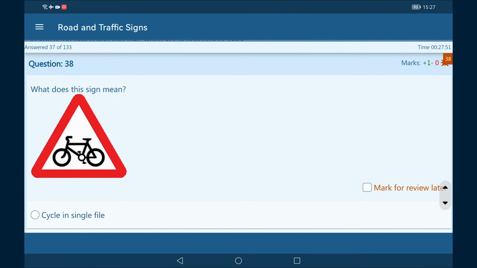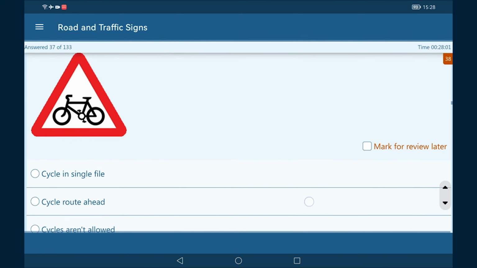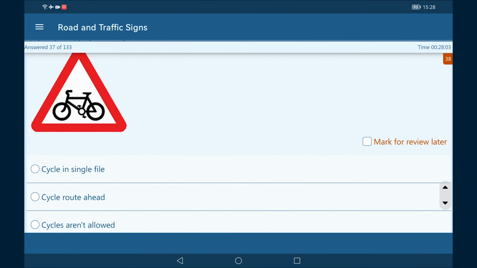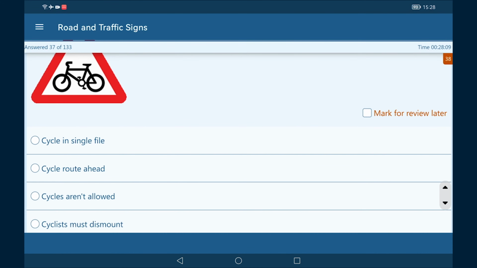Option 1, cycle in single file. Option 2, cycle route ahead. Option 3, cycles aren't allowed. Option 4, cyclists must dismount. The correct answer is option 2, that is cycle route ahead.